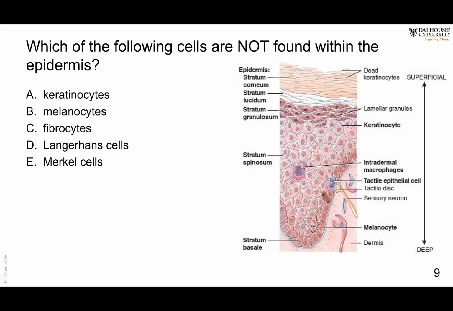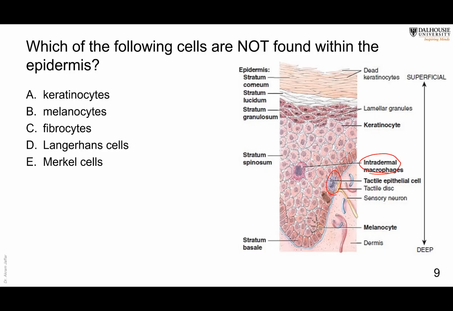Langerhans cells are the intraepidermal macrophages. They arise from the bone marrow and migrate to the skin, and they participate in the immune response against microbes that invade the skin. Merkel cells are the tactile epithelial cells. They are located in the deepest layer of the epidermis, as you can see here, and they are related to a nerve ending, a sensory neuron. So all these cells are present in the epidermis.